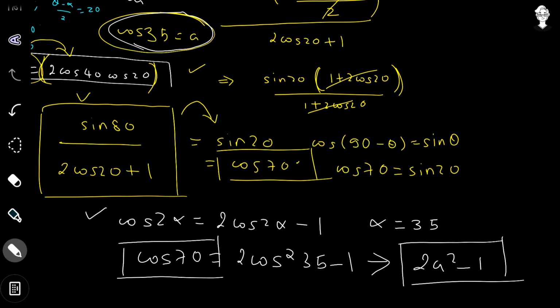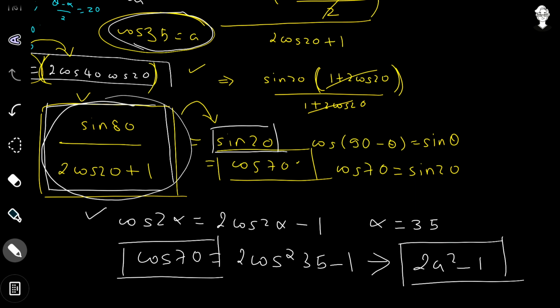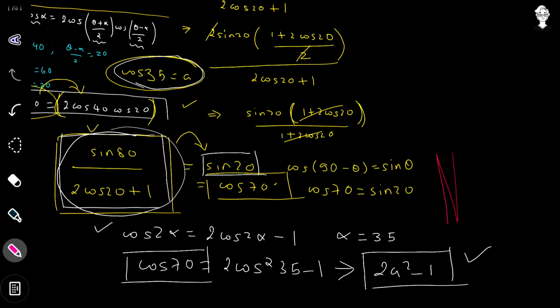Cos of 70 is equal to sine of 20, and sine of 20 is equal to sine of 80 upon 2 times cos 20 plus 1. So here we have finally found the value of sine of 80 upon 2 times cos of 20 plus 1 in terms of a, that is going to be 2 times a square minus 1, and that's the answer we were looking for. So this was my way to solve this particular question.